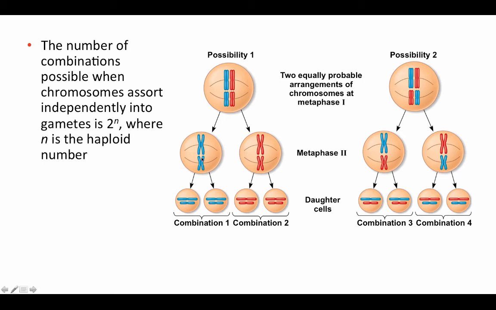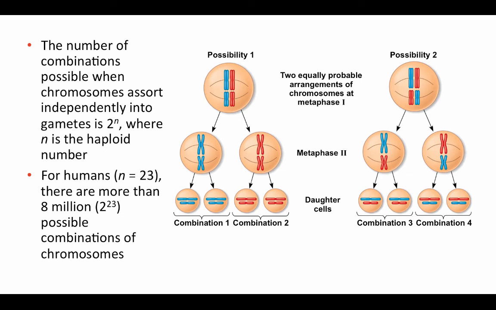So either you're going to get, ultimately at the end of meiosis, from this possibility, gametes with both of the 2 paternal chromosomes in 2 of these gamete cells, and the 2 chromosomes coming from the mother in this other pair of gamete cells, or in possibility 2, you'll get paternal, maternal, paternal, maternal, maternal, paternal, maternal, paternal. 2 to the n in this case is 2 to the power of 2, or 4.